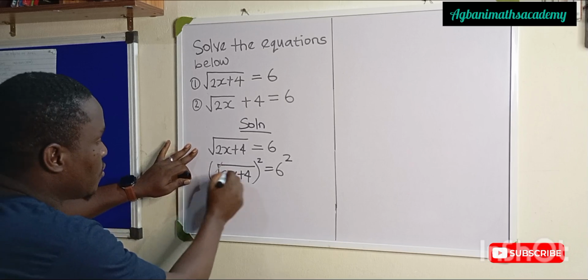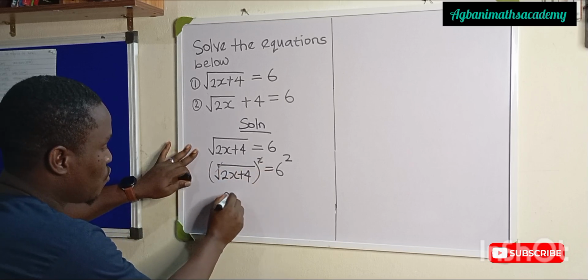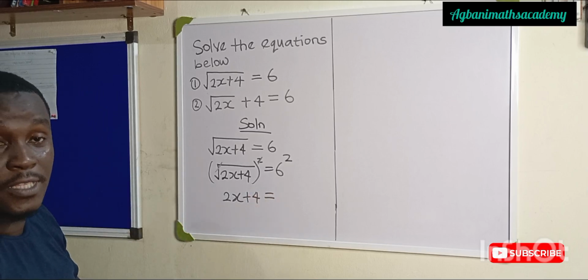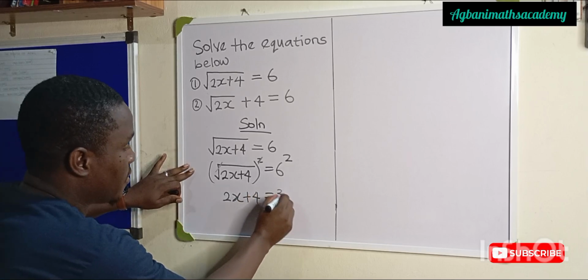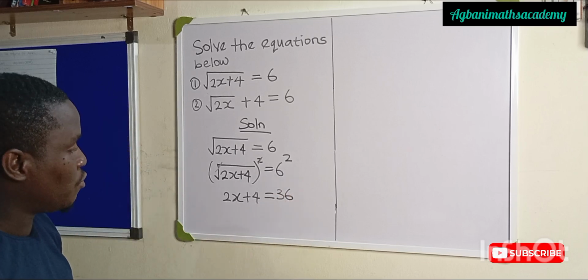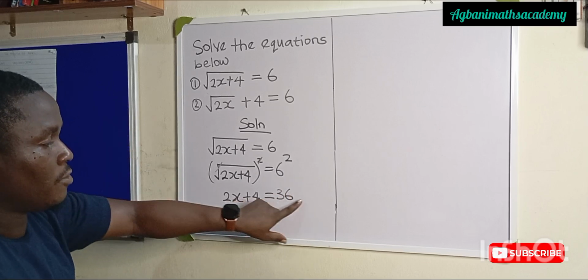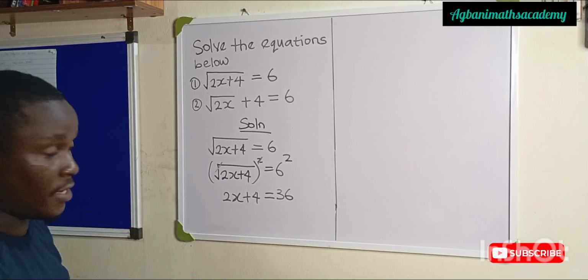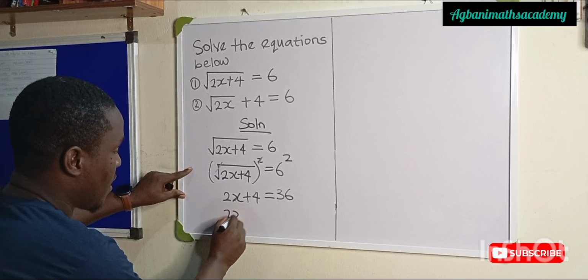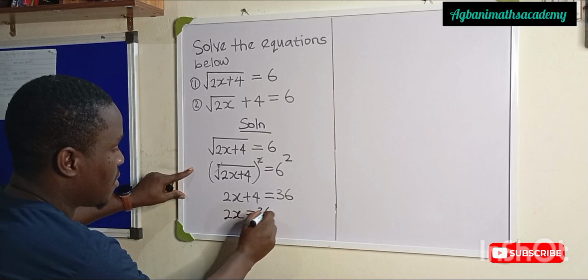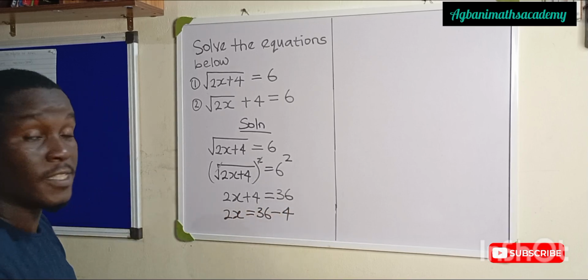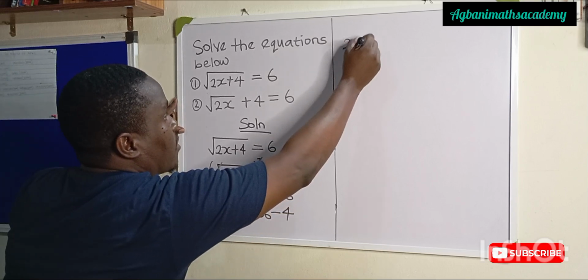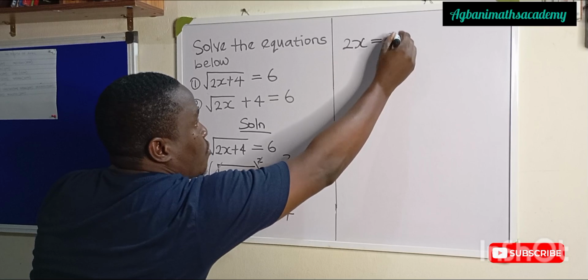So the square root is going to cancel out the square. We're going to have 2x plus 4 is equal to 6 squared, which is 36. The next thing we're going to do is move 4 to the right. When we move 4 to the right, the positive sign is going to change to negative. So this will be 2x equal to 36 minus 4. 36 minus 4 is going to give us 32. This means 2x is equal to 32.